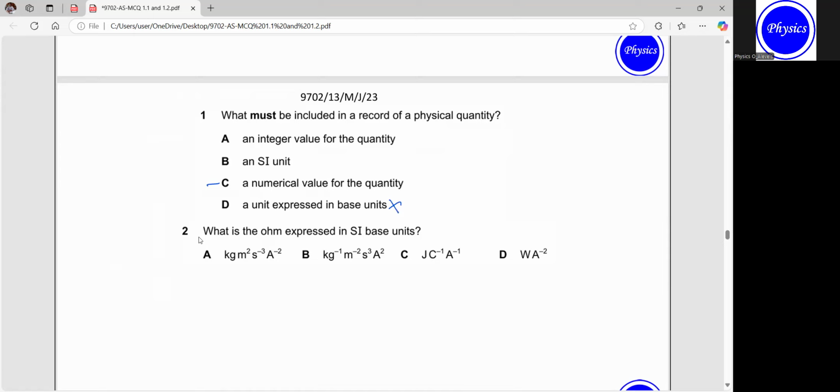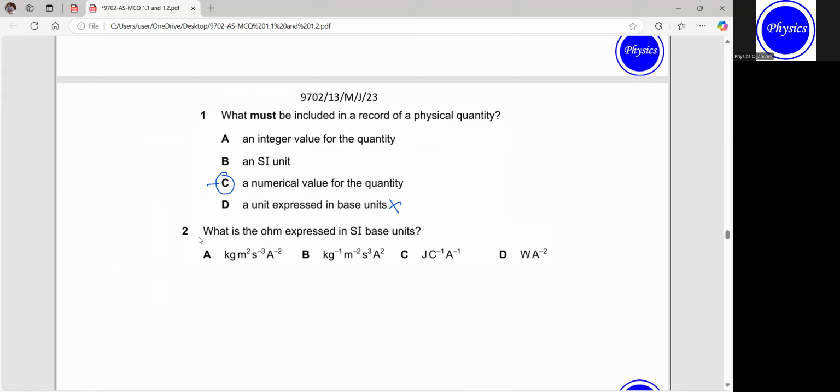We are expressing quantities in Newton, in degree C. So they are not base quantities. Sorry, they are not base units. So the option here is it must be a numerical value. It could be in the form of decimal or it could be in the form of a whole number. But at least whenever you're recording, you must have a numerical value. So the option for this question is C.